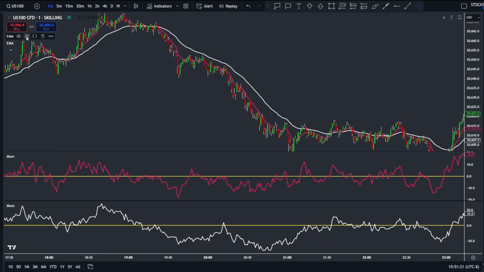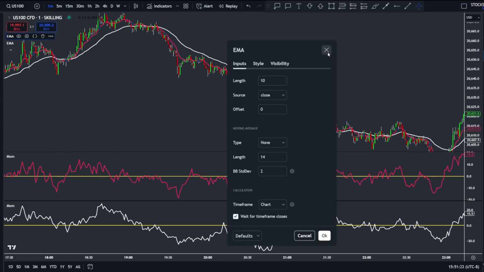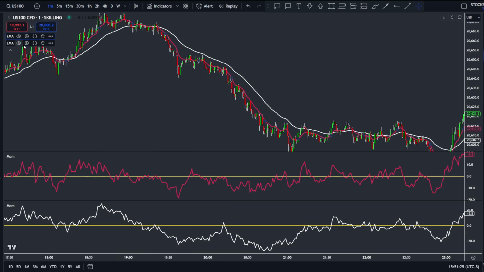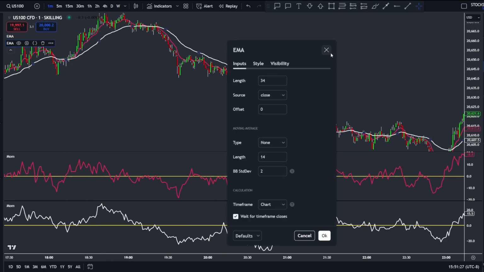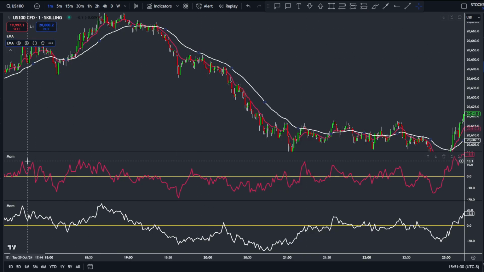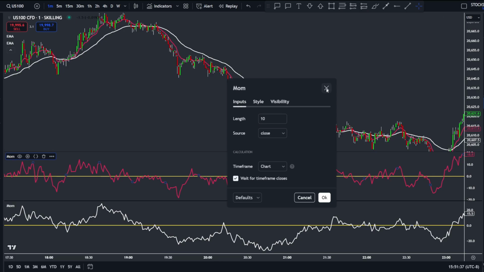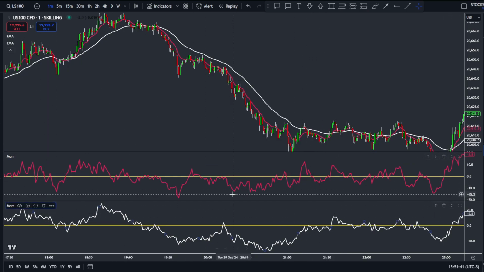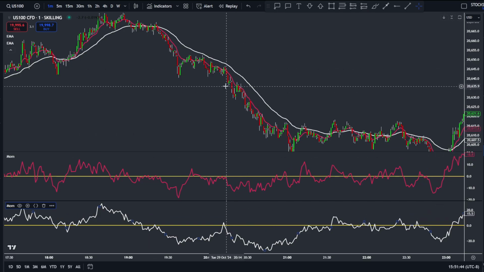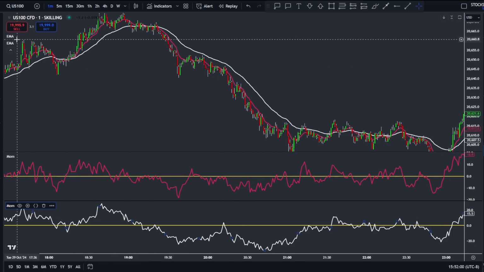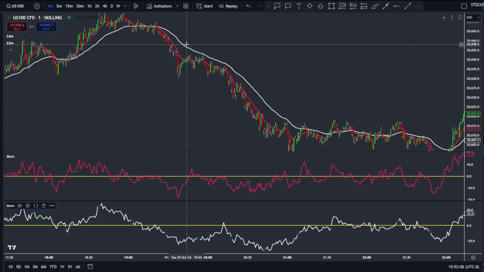For the EMAs, you have the 10 EMA, and that is this pink line here. And then you have the 34 EMA, and this is the white line. And then the momentum indicators are the same EMA settings. So this pink one is going to be the 10, and this white one is going to be the 34. So they kind of just mirror each other with the color. And you're going to notice that the 10 and the 34 are pretty short-term EMAs. So this strategy obviously tries to capitalize on short-term trends.